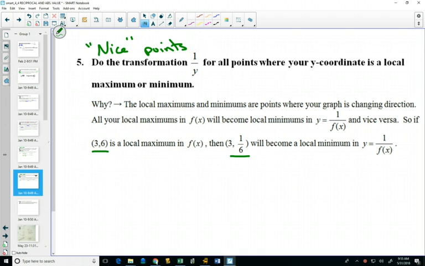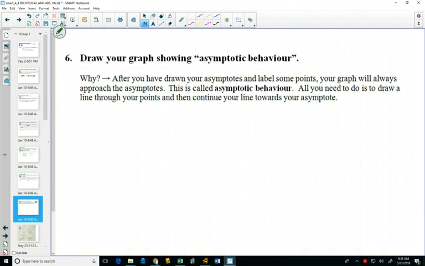And in this step 5, it says, if you have something that's a maximum in a section, then when you do the reciprocal, it's going to become a minimum in that section. Big values become small, small values become big. And finally, you'll have your asymptotes, you'll have a bunch of nice points, and then you can draw your graph towards the asymptotes. Maybe we want to put a note here.